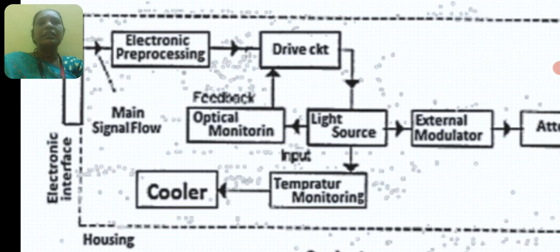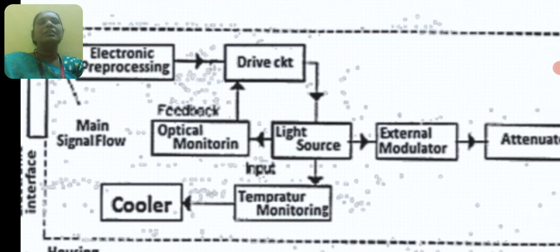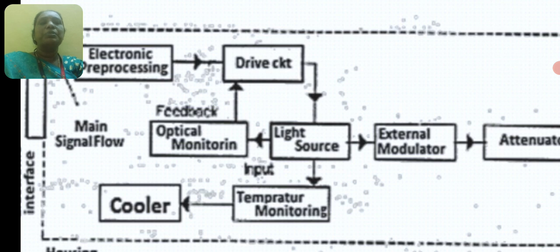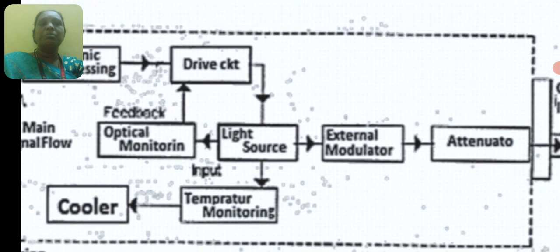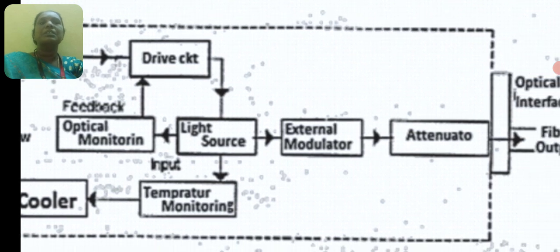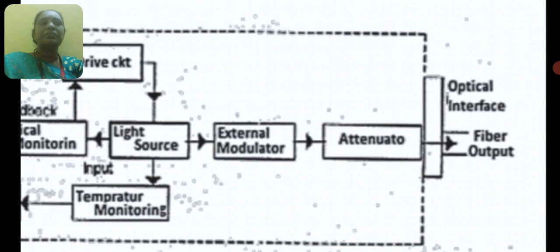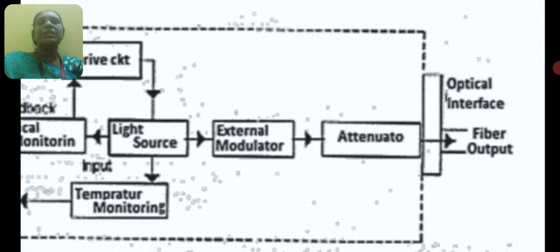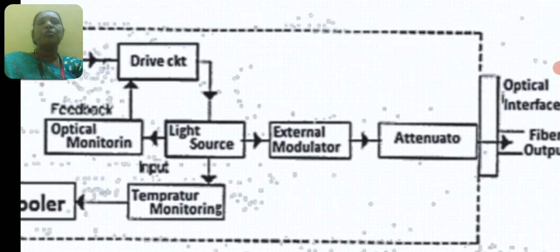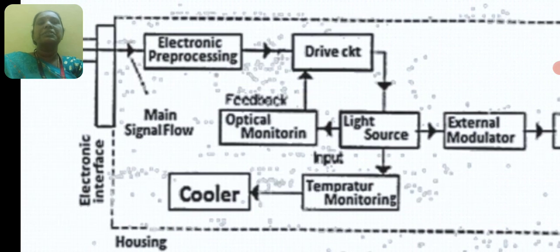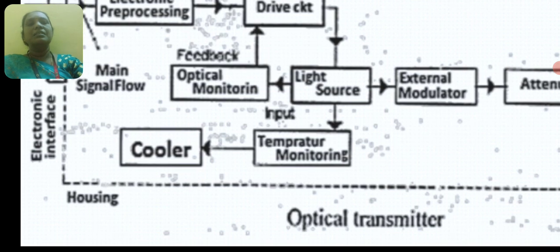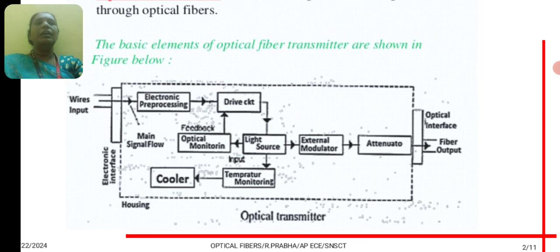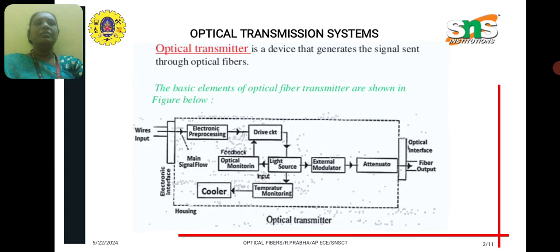If it is needed, a cooler is supplied, and the light source output is again given to an external modulator for modulation purposes, and the attenuator attenuates the signal if the amplitude is high. At the output side we get a fiber output, and we have an optical interface at the output side and an electronic interface at the input side. This is the optical transmitter block diagram, and we will see it one by one.